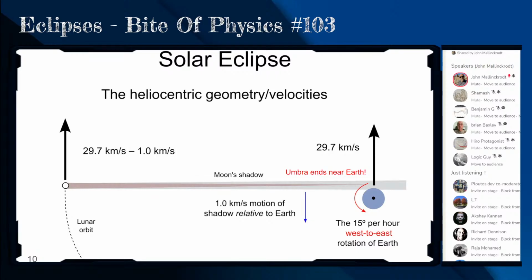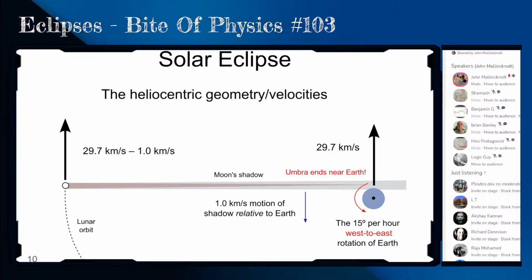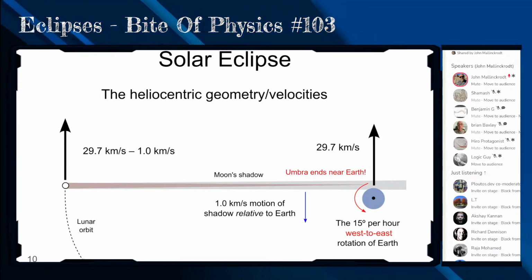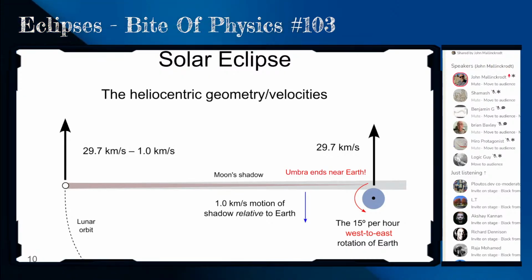Meanwhile, the side of the Earth that's facing the moon is also moving downward. I have indicated it by showing it as 15 degrees per hour. 15 degrees times 24 is 360. So that's about right. It's close enough for our purposes. The Earth is rotating at 15 degrees per hour. Notice that's west to east.